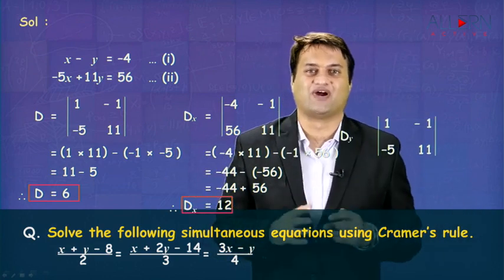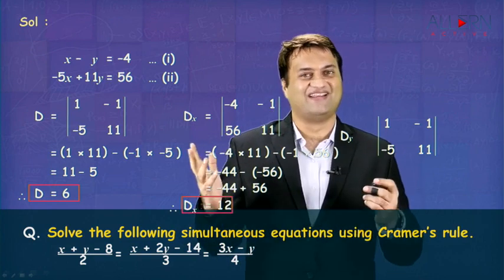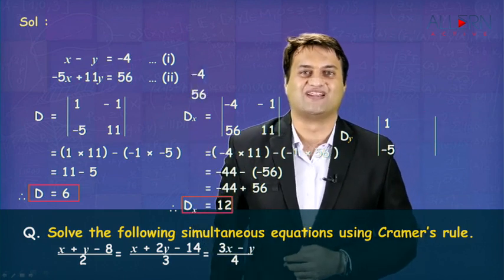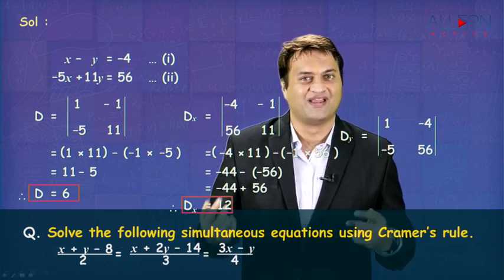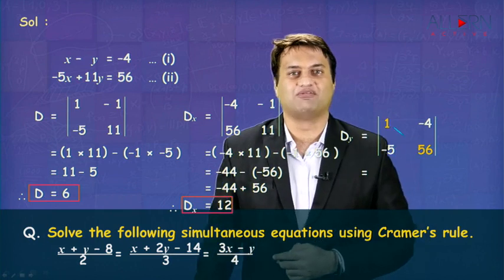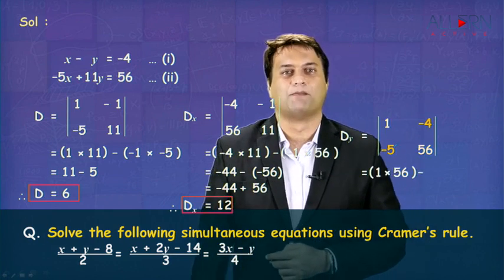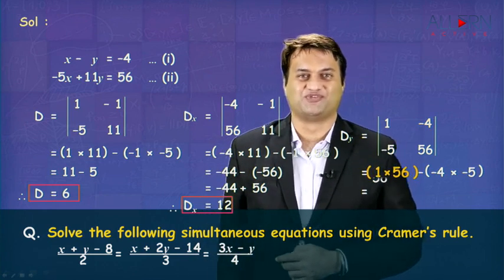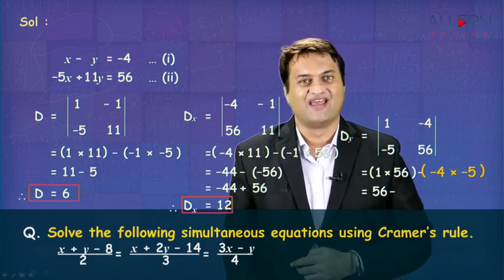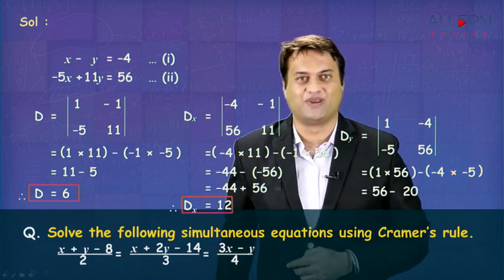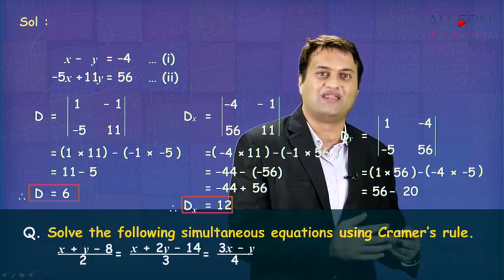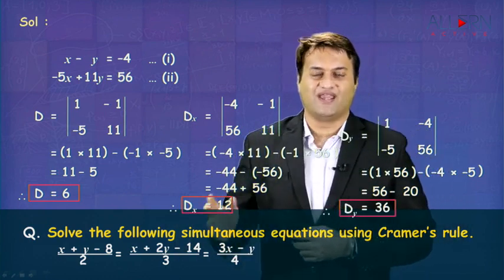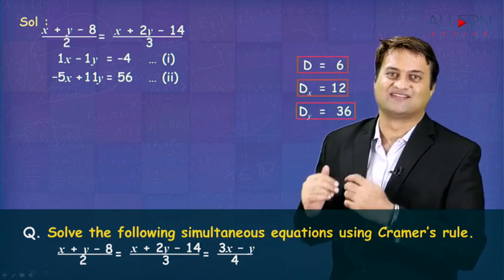Now it's time for us to find dy. Dy, delete y. Let us delete the second column and replace it by constants, that is minus 4 and 56. Let's cross multiply to find the value of dy. That's 1 into 56 minus of minus 4 into minus 5. 1 into 56 is 56, then a minus sign, and minus 4 into minus 5 is plus 20. So it's 56 minus 20, which is 36. So D is 6, dx is 12, and dy is 36.